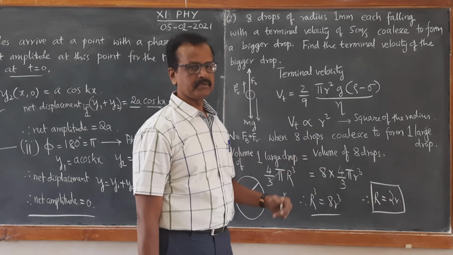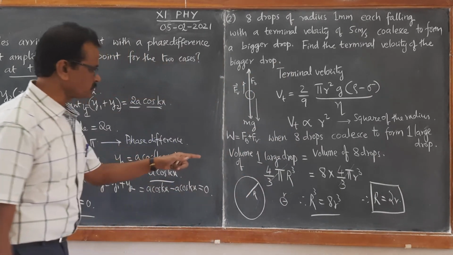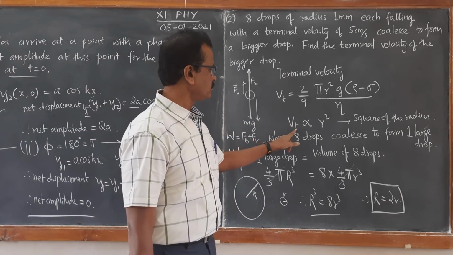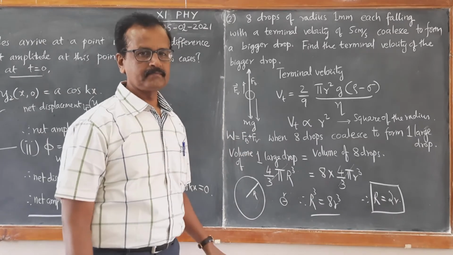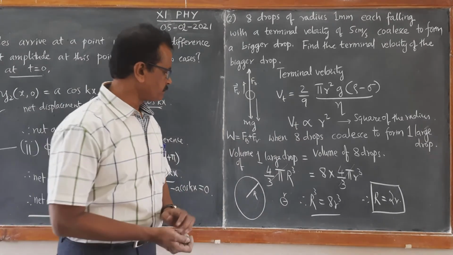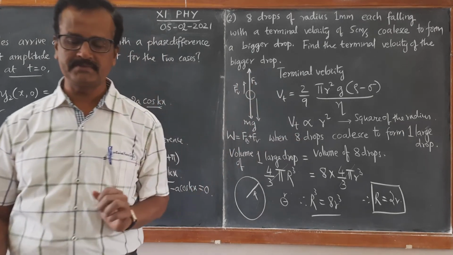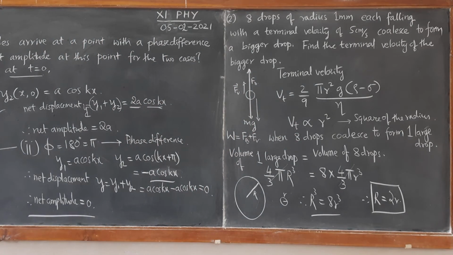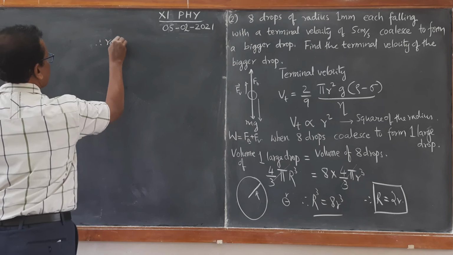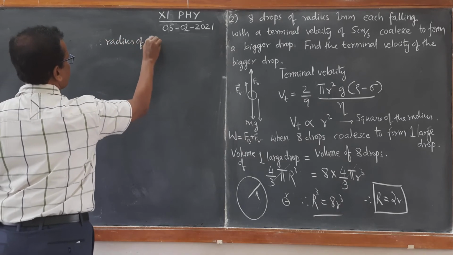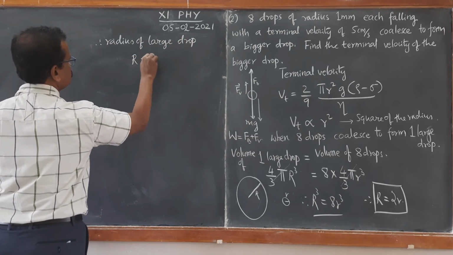So we can very easily find out the terminal velocity of the bigger drop, right? The terminal velocity of the bigger drop, Vt dash, is proportional to (2r) whole squared, which becomes 4r squared. Then the terminal velocity becomes 4 times. The terminal speed of the large drop becomes 4 times. Therefore the radius of the large drop becomes R is equal to 2r.